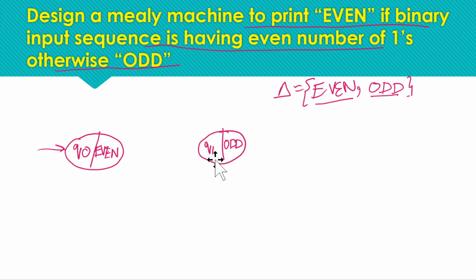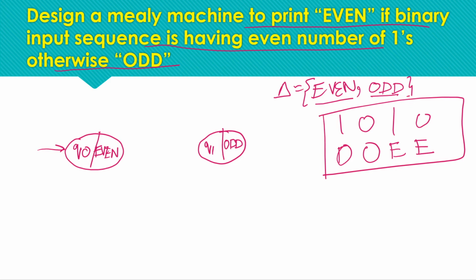For example, if we have 1 0 1 0, then the output must be odd, odd, and here the output must be even, and again even. So we have to give such output. This is our output pattern, meaning according to the input we have to print either odd or even, right? If we have no ones, that means we have an even number of ones. So for all initial zeros we need to print even.